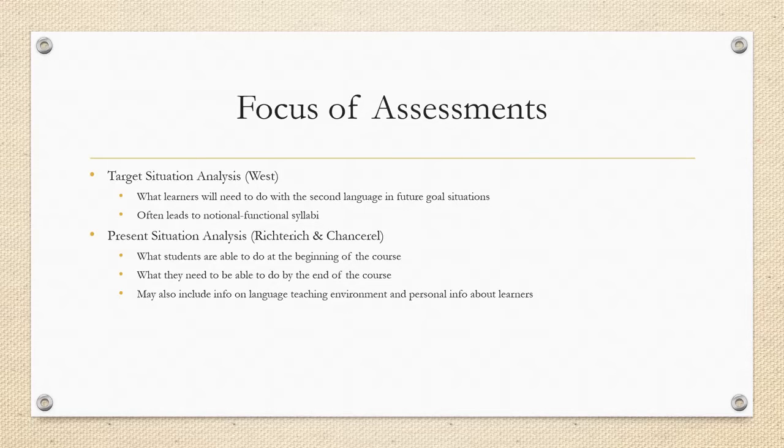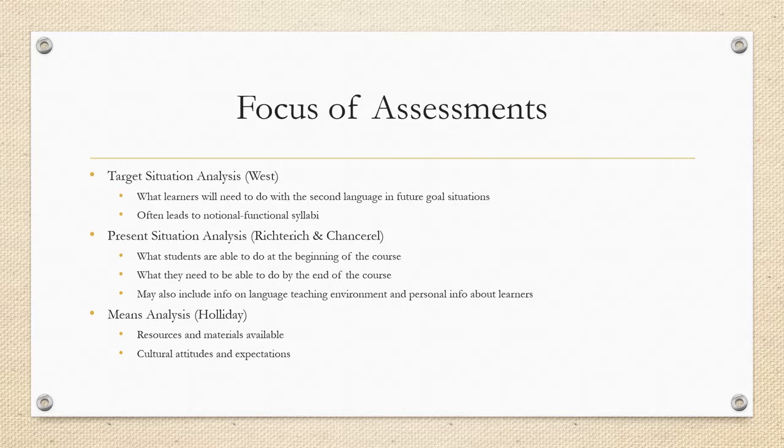Another option was the present situation analysis. One of the good things about this is, as part of the needs analysis, they definitely incorporate what students are able to do at the beginning of the course, and then ask, what do they need to be able to do by the end of the course? So it's very much, where are they now and where do they need to get to? However, they do take into consideration aspects of the language teaching environment and personal info about the learners.